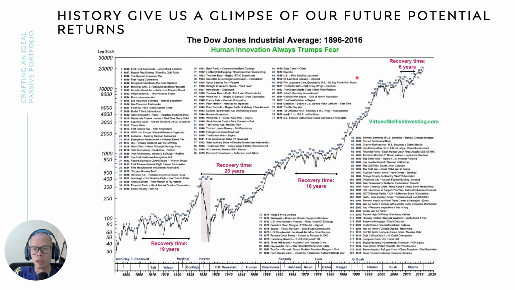Past performance does not indicate what the future will entail, but history will give us a glimpse of our potential returns. As you can see over here, this is a chart of the Dow Jones Industrial Average from 1896 to 2016. That's probably about 120 years, if my math is not wrong, 119 or 120 years. And you can have a lot of reservations. Would equities work in this kind of scenario, or would it not work in this kind of scenario?